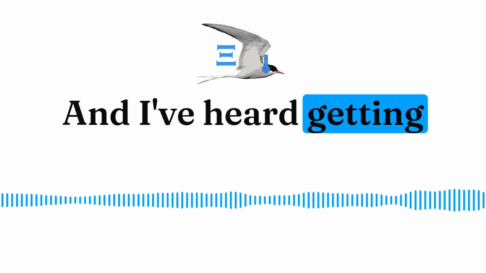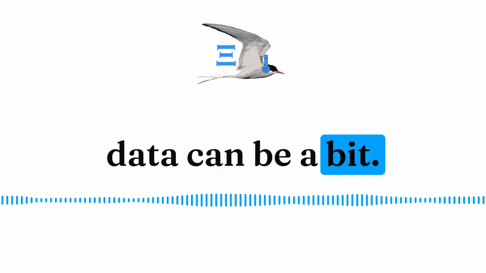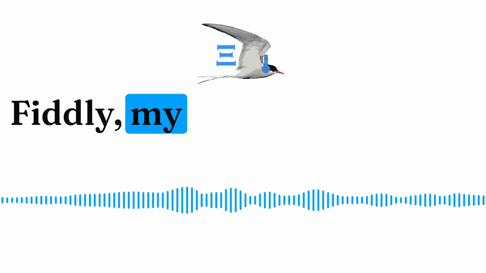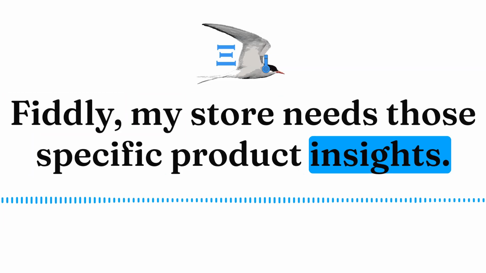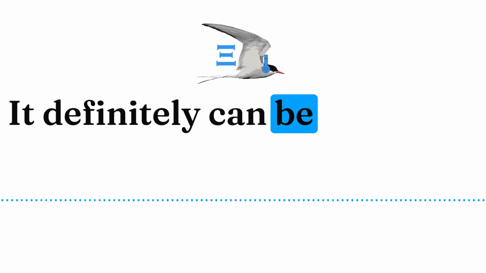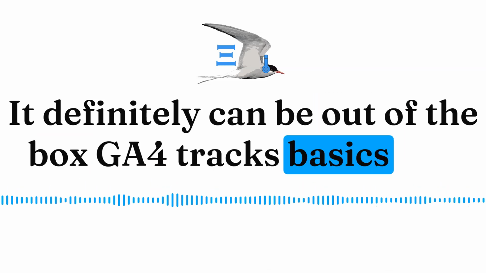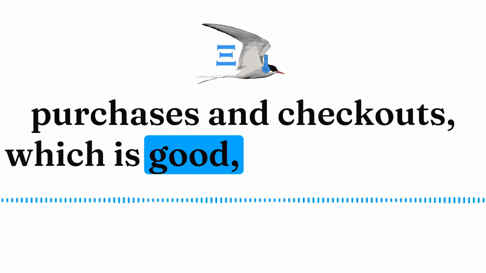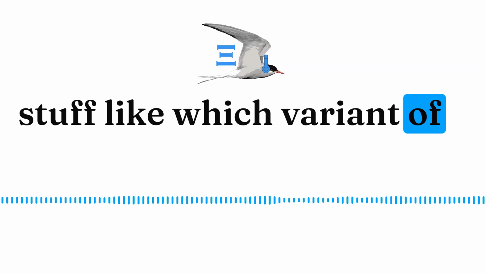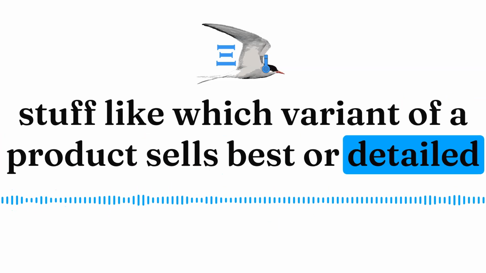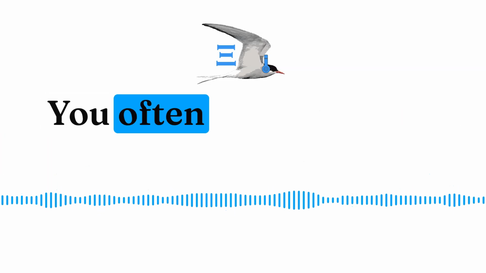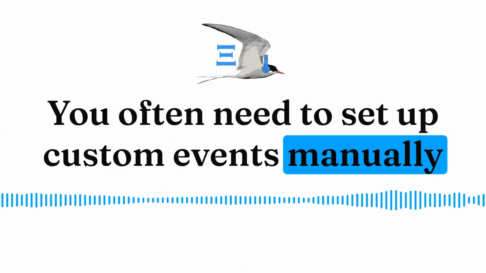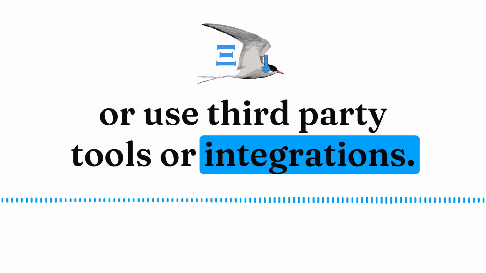Right, and I've heard getting detailed e-commerce data can be a bit fiddly. My store needs those specific product insights. It definitely can be. Out of the box, GA4 tracks basics like purchases and checkouts, which is good. But for deeper stuff like which variant of a product sells best or detailed checkout funnel steps, you often need to set up custom events manually or use third-party tools or integrations.